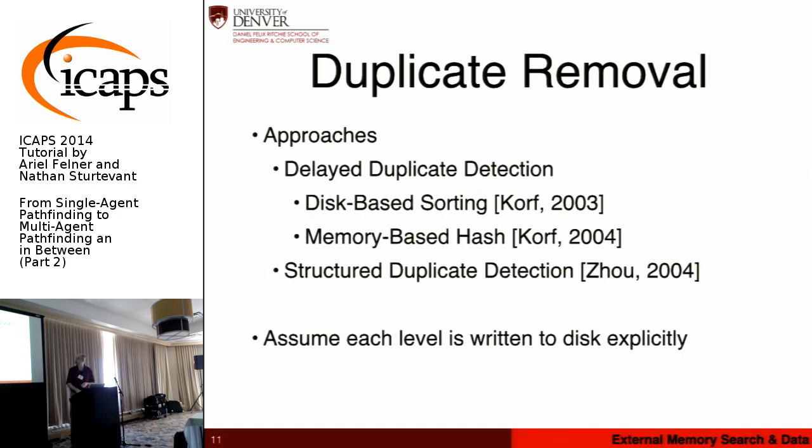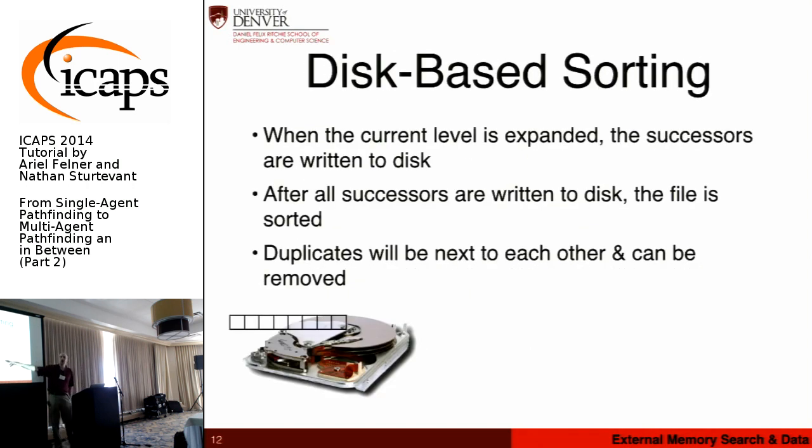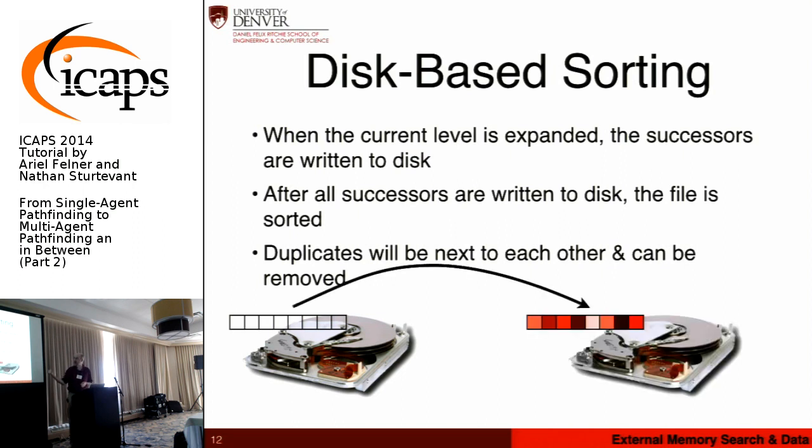And these were Rongzhou and Rich Korf, who did most of this work. I'm going to assume here, you don't have to do this, but I'm going to assume that each level is written explicitly to disk. And so what I have is a file where I've got the previous level. The first approach is disk-based sorting. On the left-hand side, I have the file. It's got the previous level. I'm going to generate all the states in the next level, and I'm going to put them on disk here.